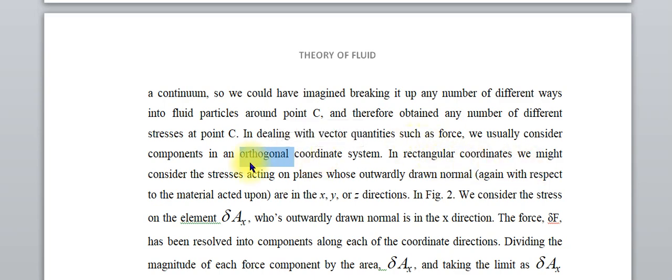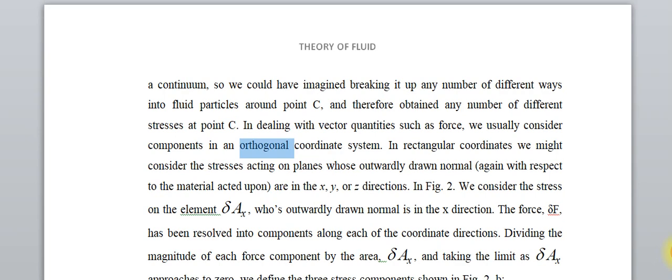But in rectangular coordinates, we might consider the stresses acting on planes whose outward drawn normals are in the x, y, and z directions. If the surface is x, the force acting in the x direction will be considered as normal. If the surface is y and the force is acting in the y direction, it will be considered as normal. And similarly for z. As we have shown in figure 2, we consider the stresses on the element. This is the element having this area whose outward normal is in the x direction. I have already discussed these things.